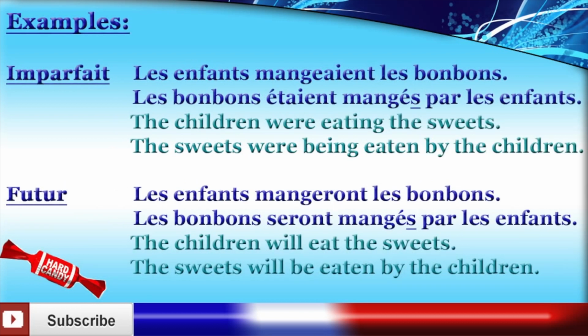Les enfants mangeaient les bonbons. The children were eating the sweets. Les bonbons étaient mangés par les enfants. The sweets were being eaten by the children. Same thing here, manger is in the imperfect, so we conjugate the verb être in the imperfect in the second sentence, and then add the past participle of the verb manger. Les enfants mangeront les bonbons. The children will eat the sweets. Les bonbons seront mangés par les enfants. The sweets will be eaten by the children.